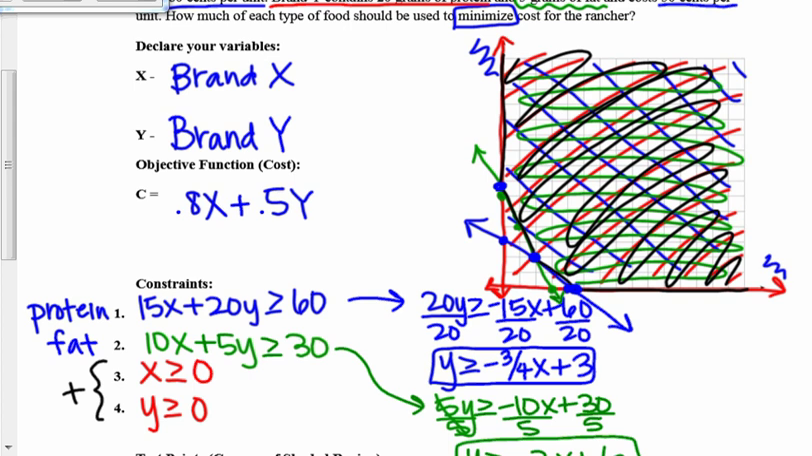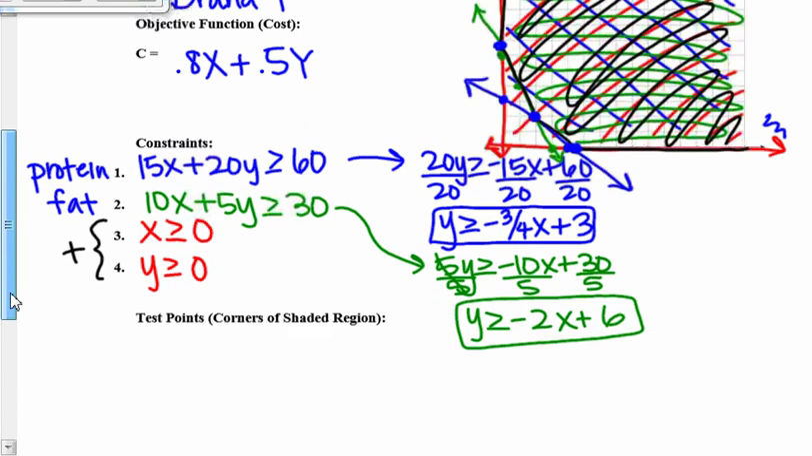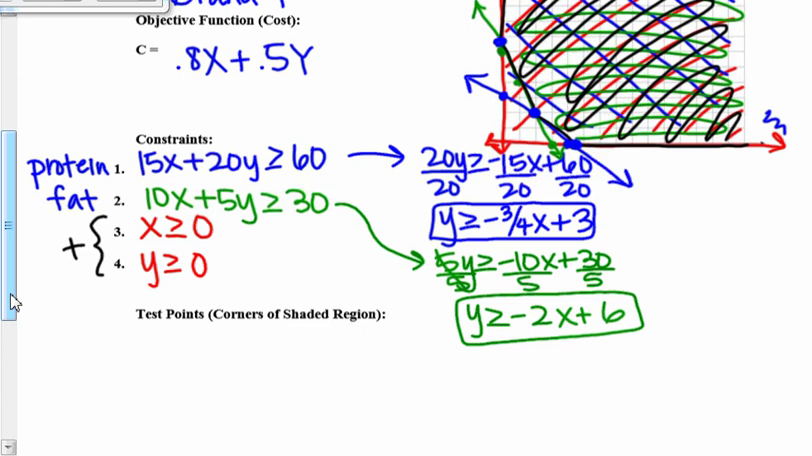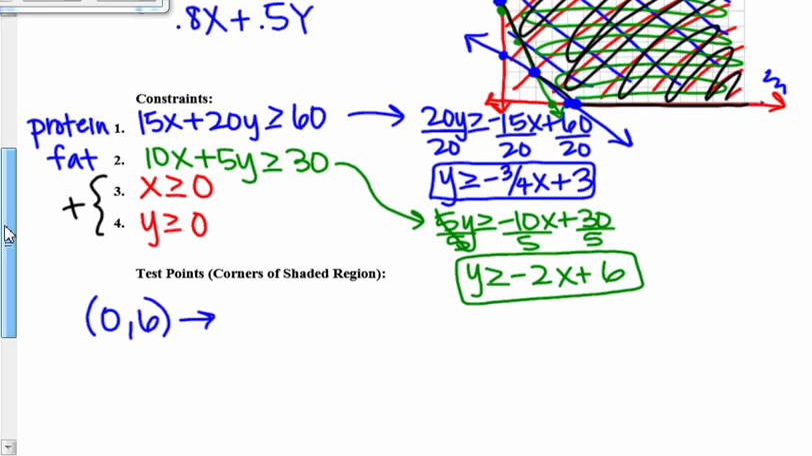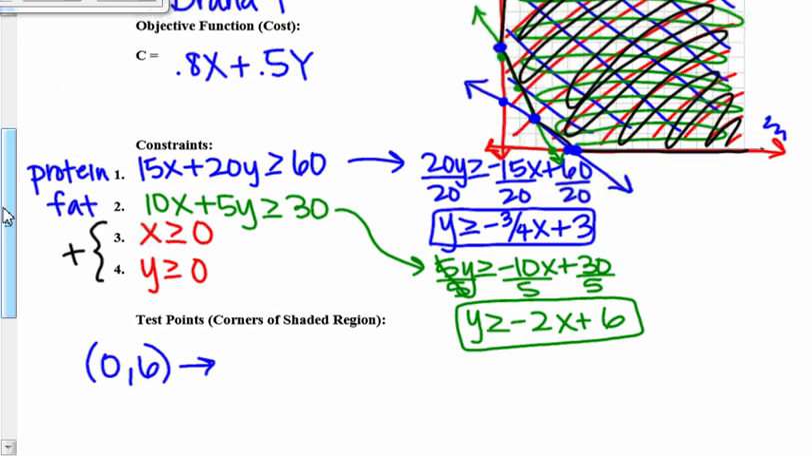All right, let's see if we can figure out what that first corner is. The first corner is actually right there at 0, 6. 0, 6 is one of my corners up there. Over here on the bottom right-hand corner, like right here, that corner is 4, 0.